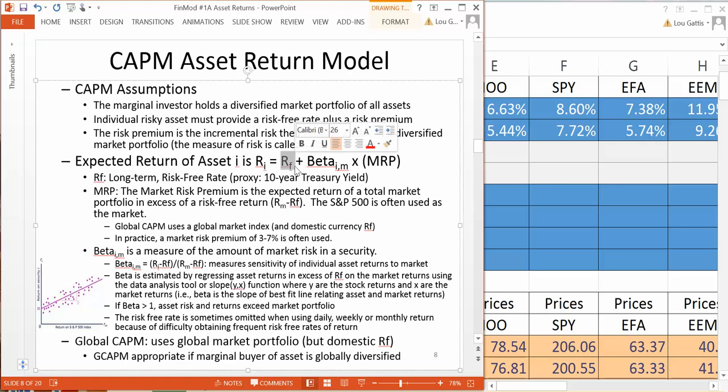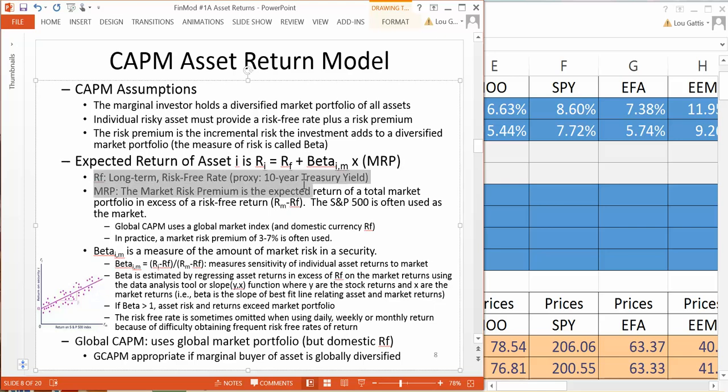And I'm going to use a long-term treasury rate, 10-year rate, plus a compensation for the risk of that asset. And that compensation is measured by its market risk. We're going to call that beta, times the compensation for units of market risk. We'll call that market risk premium. So where do I get this data?